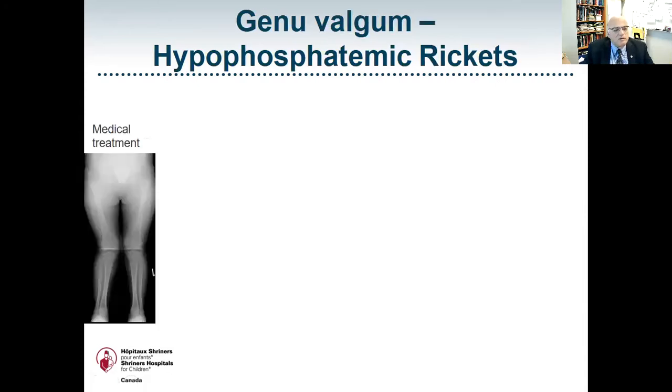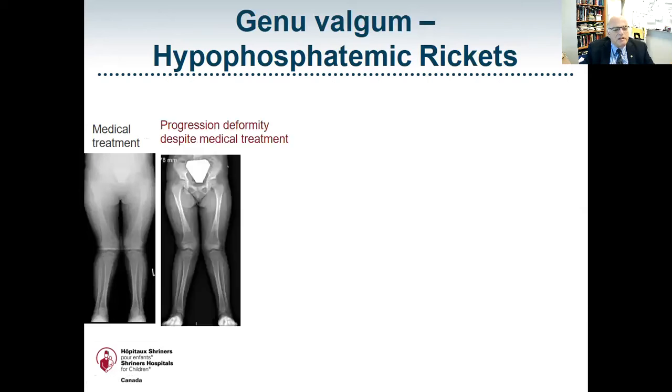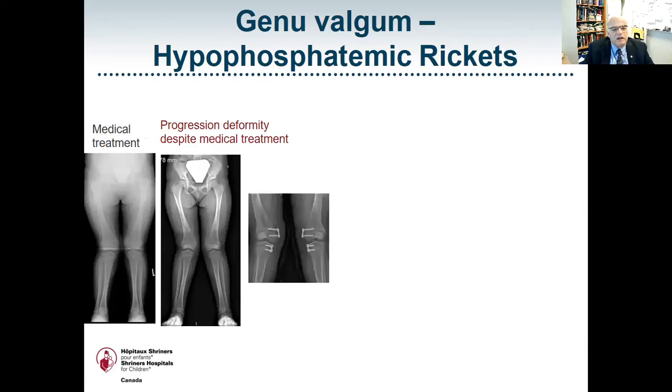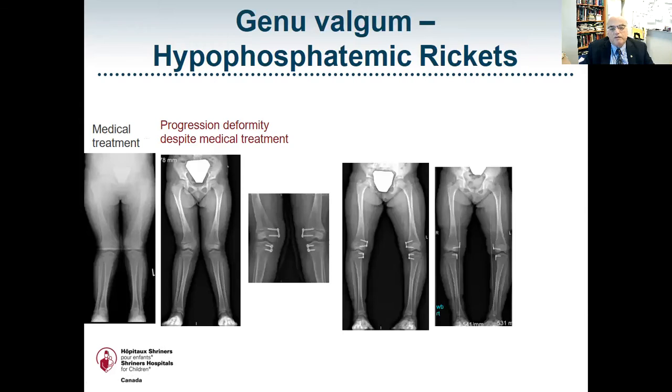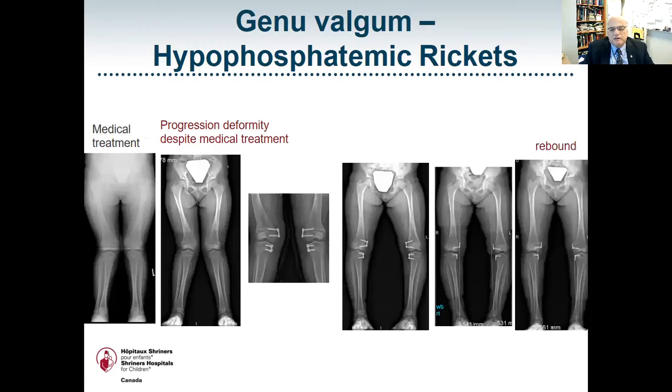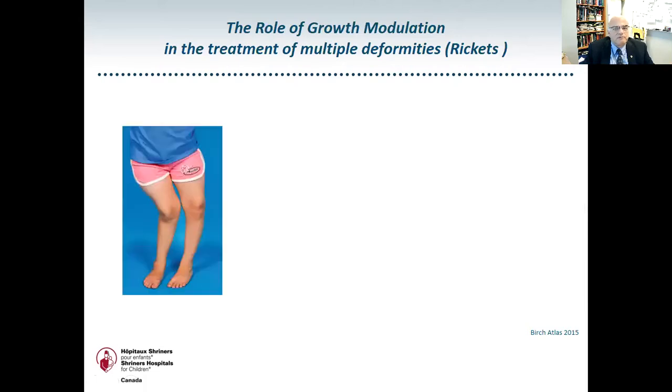Genu valgum can also occur in hypophosphatemic rickets. Medical treatment was started, however, the condition got worse. Therefore, at that stage, you intervene surgically. 8-plates were inserted. Correction was achieved. Overcorrection, removal of the metaphyseal screws, some rebound, and the correction was almost perfect. Very nice. So again, start with medical treatment. If it fails, then proceed with 8-plate modulation. Be careful about the rebound.